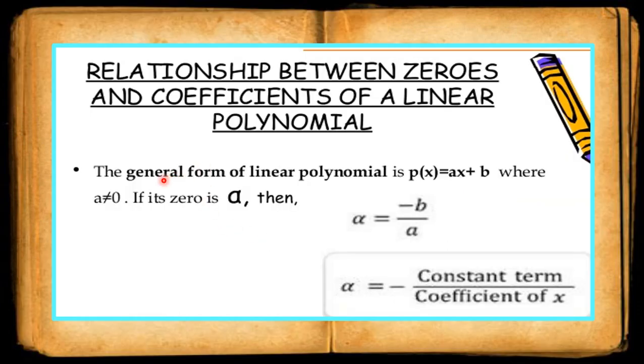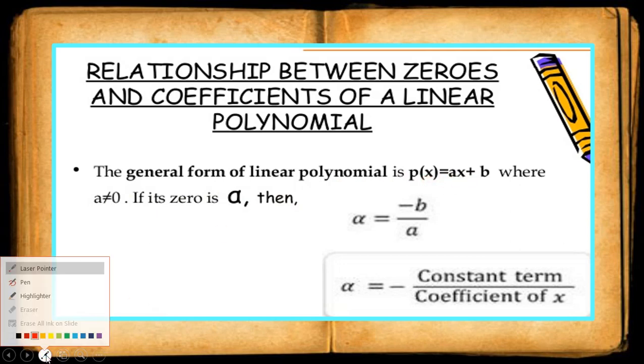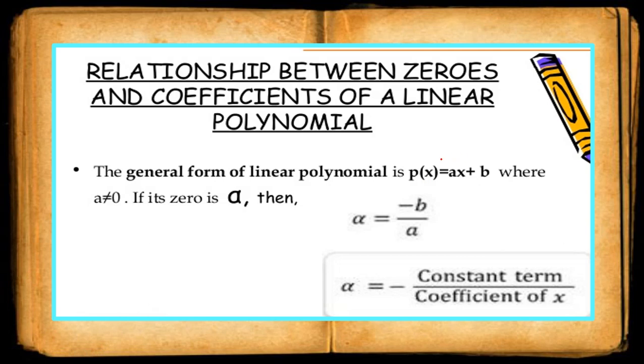So let's understand it. As we know, the linear polynomial is in the form ax plus b, where a is not equal to 0. If a is equal to 0, then it is not a linear polynomial as its highest degree is not equal to 1. Let us assume that a value of x gives the polynomial as 0. Let us define that value by alpha. That means we can say the zero of this linear polynomial is alpha.